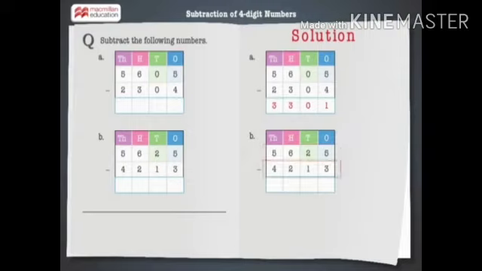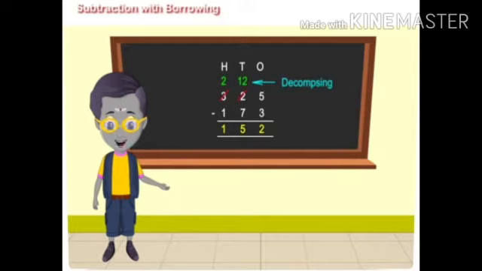5,625 minus 4,213. Subtract the ones. 5 minus 3 is equal to 2. Next, subtract the tens. 2 minus 1 is equal to 1. Next, subtract the hundreds. 6 minus 2 is equal to 4. Finally, subtract the thousands. 5 minus 4 is equal to 1. Hence, 5,625 minus 4,213 is equal to 1,412.